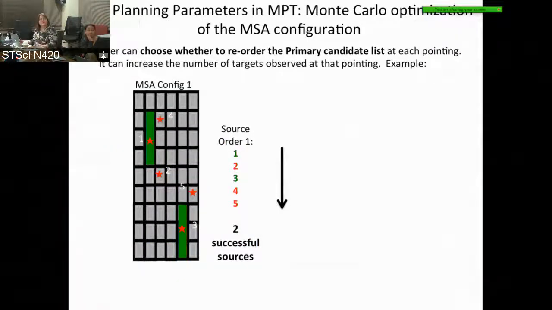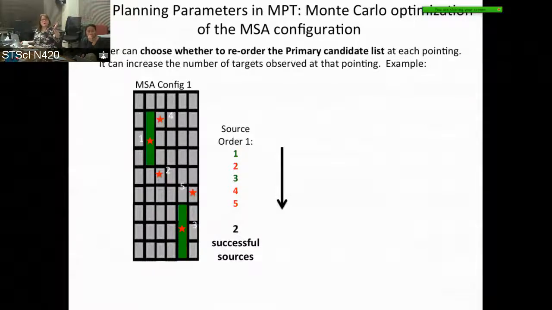Okay, another planning parameter that we have is Monte Carlo optimization of the MSA configuration. What that means is that at each step, when I'm considering what sources to add into the MSA configuration, I can choose to just go down the ordered list and try one source after the other. Or, in addition to that, I can select that I want to do this Monte Carlo shuffling, and it will shuffle the primary source list and try different orders of sources.